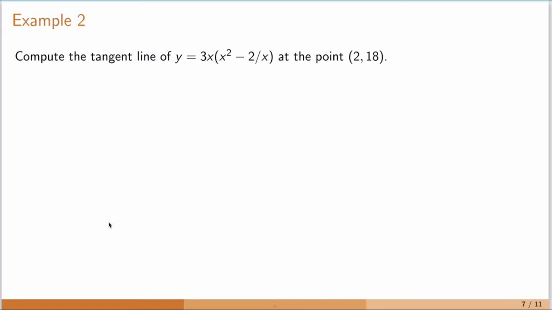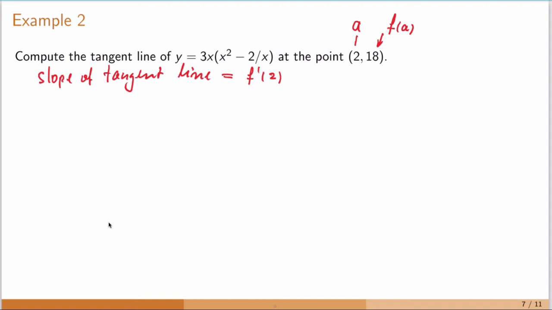Let's do a more complicated example. Compute the tangent line of the function y equals 3x times (x squared minus 2) divided by x at the point (2, 18). So what do we have to do? We need a line through the point (2, 18), but we don't know the slope. Oh, but we do know the slope, because we said the slope of the tangent line is the derivative of this function at the point 2. So actually this has to be seen to be the point a, and this is the function value f of a, okay? And so then we need f prime at a, which is f prime at 2.